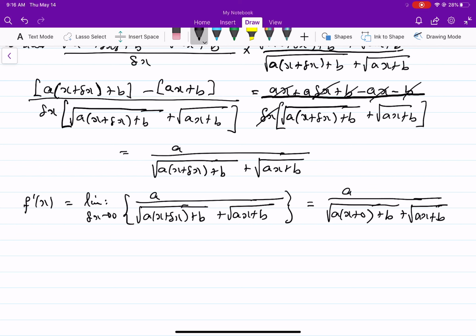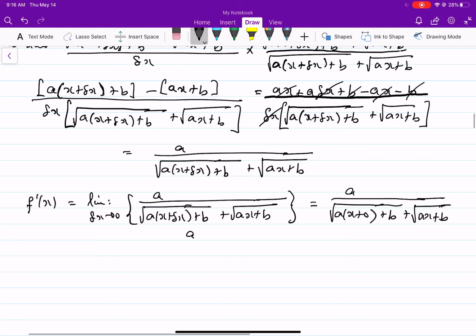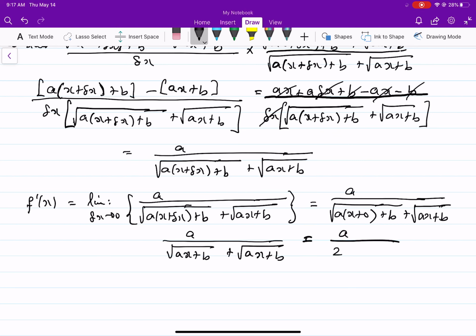Like that. Which gives me the root of ax plus b, plus another root of ax plus b, and the root of ax plus b, plus the root of ax plus b, is 2 times the root of ax plus b.